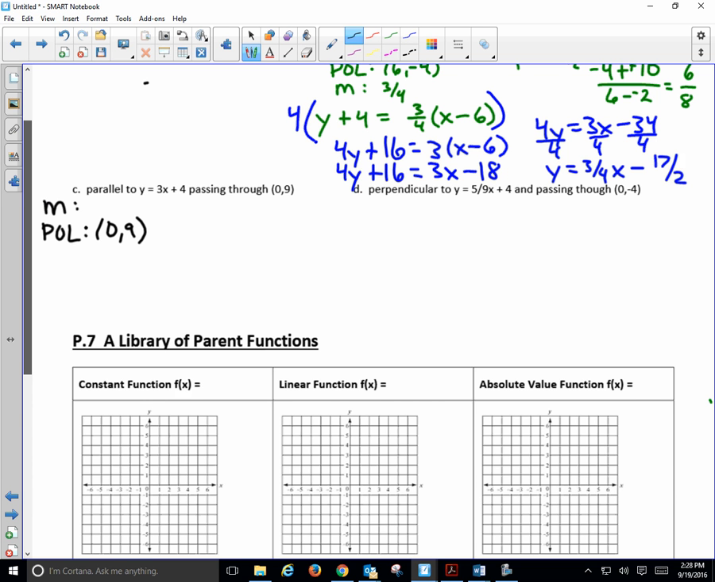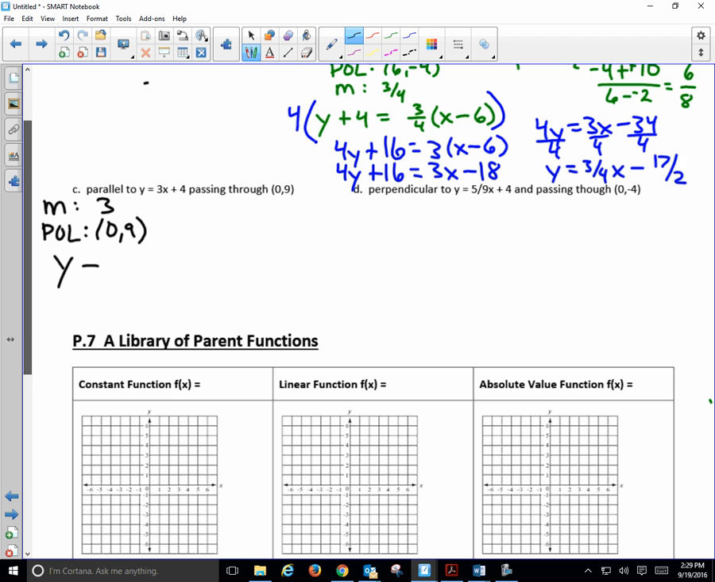Now, they don't tell us the slope. They tell us it's parallel to y equals 3x plus 4. Do you know the slope? What is the slope of that line? 3. So the slope of our new line is going to be 3 as well. Easy, huh?